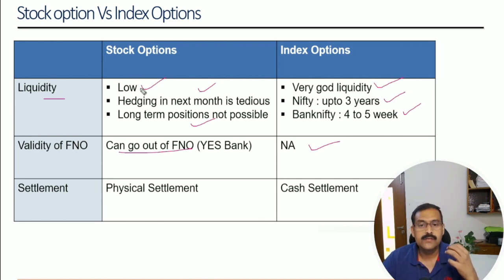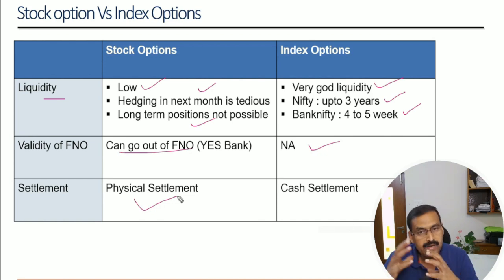And the settlement for stock options is always physical settlement. If you have opted for the physical settlement, you need to have 1 lot equivalent of shares or cash to deliver or take the stocks. And in case of index options, they are always cash settled. There is no headache of physical settlement at all.